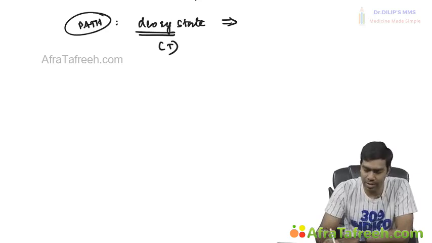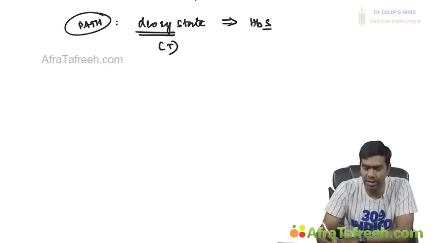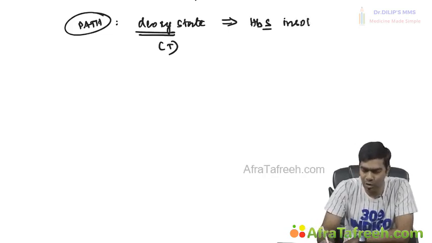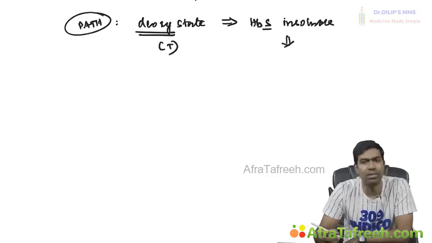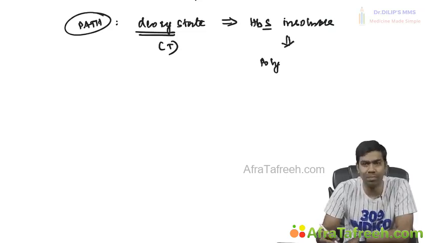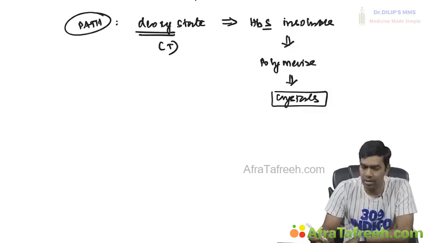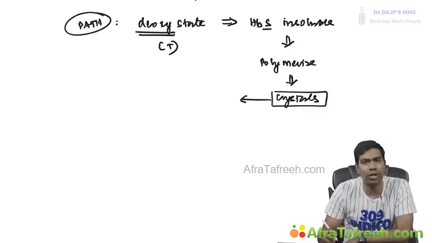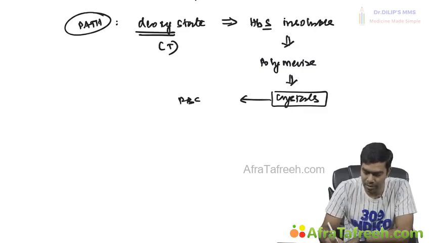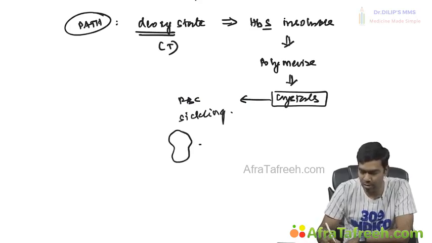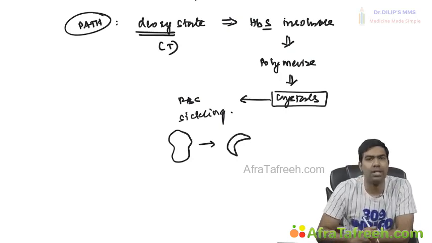So what happens in the deoxy state is the hemoglobin S, that is the sickle hemoglobin present in the patient, becomes insoluble. And the moment it becomes insoluble, it is going to precipitate and polymerize. Once they polymerize they form a lot of crystals. These crystals are the ones that are going to change the RBC shape completely to a sickle shape. So normally the RBC has a biconcave shape, which is going to become a sickle RBC.